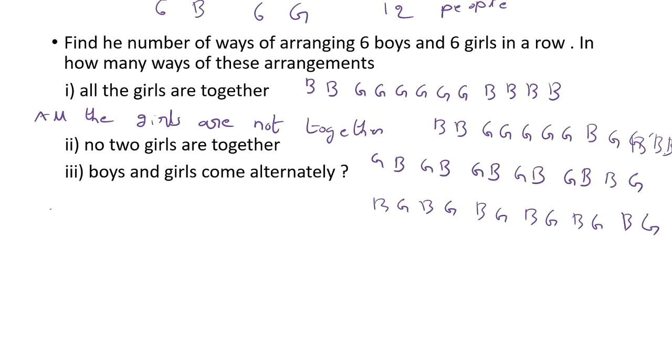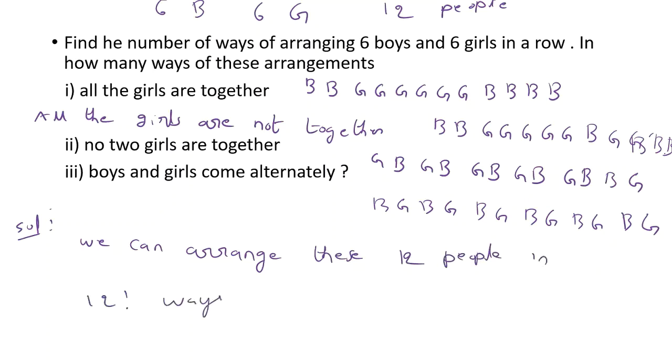Okay, we can answer this problem one by one. So on the whole there are 12 people. We can arrange these 12 people in 12 factorial ways. So this is the total number of arrangements in which we can arrange boys and girls without any constraints. Now let us look into the first constraint. So what is the first constraint? All the girls are together.